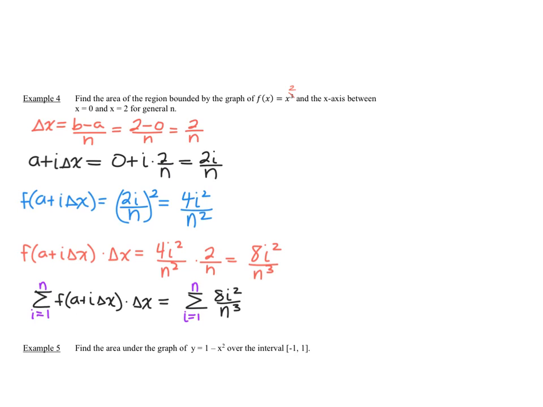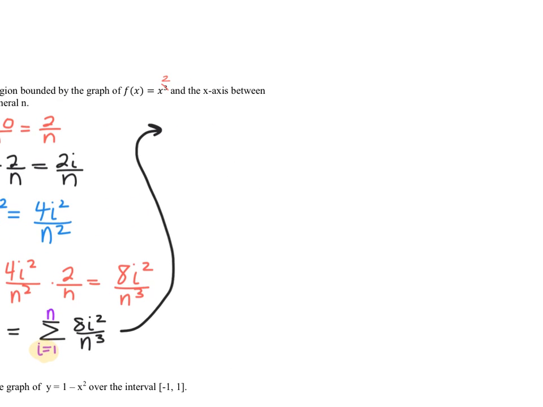Now, this summation is in terms of i. So that means that the only relevant variable in this summation is i. What that tells me is that everything else can come out. They don't need to be there. So I could rewrite this as 8 over n cubed times the sum from i equals 1 to n of i squared.